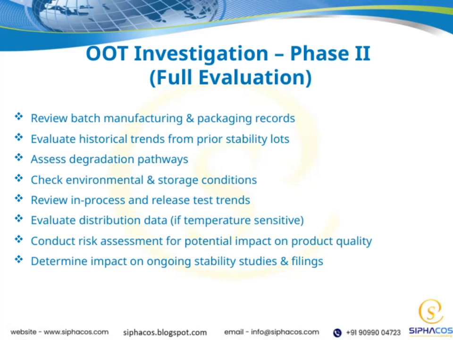Now, let's move on to reviewing the batch manufacturing and packaging records. It's crucial to thoroughly examine these documents to ensure all processes were followed correctly and consistently. Next, we evaluate the historical trends from previous stability lots. Looking at past data helps us identify patterns or deviations that might indicate potential issues. We also need to assess the degradation pathways. Understanding how the product breaks down over time allows us to anticipate and mitigate possible stability concerns. Checking environmental and storage conditions is equally important, as factors like temperature and humidity can significantly affect product quality.